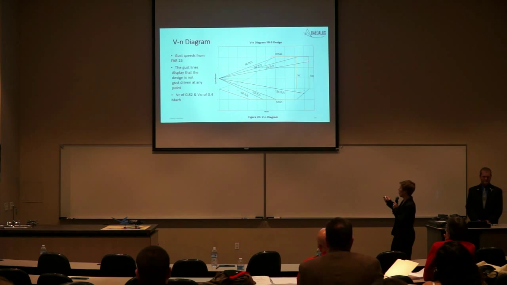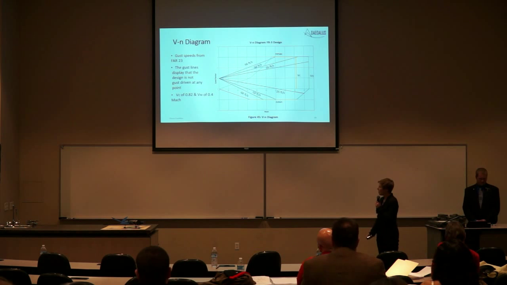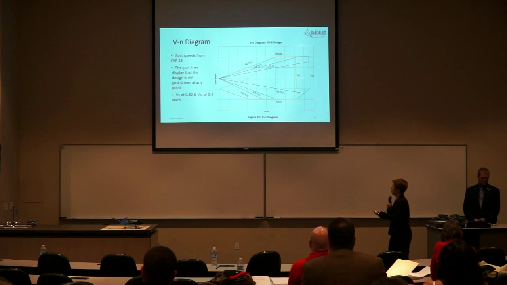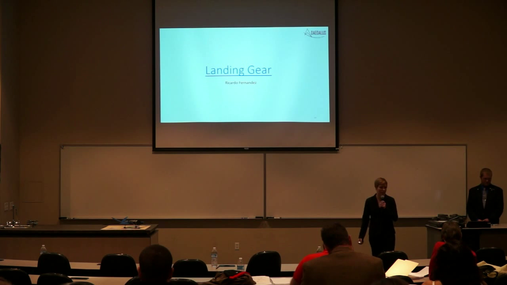As you can see here, they are all within the envelope, and at our operating velocity, our cruise velocity, the envelope here is actually above that line. Additionally, it shows our maneuver velocity as 0.4 Mach. The maneuver velocity is actually in this corner right here. Next, I will hand it over to Ricardo Fernandez for landing gear.